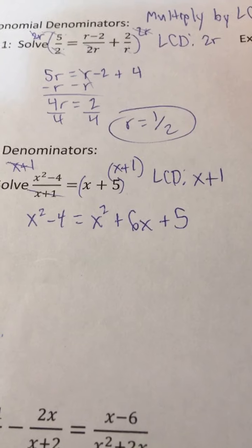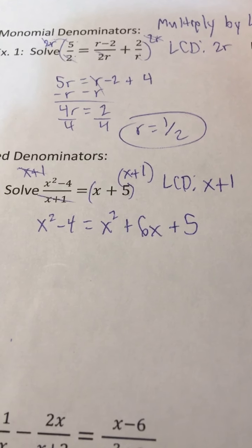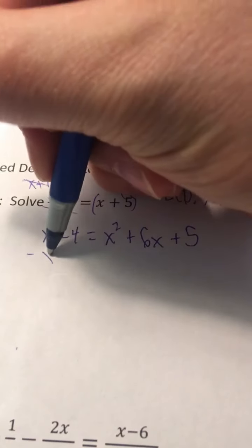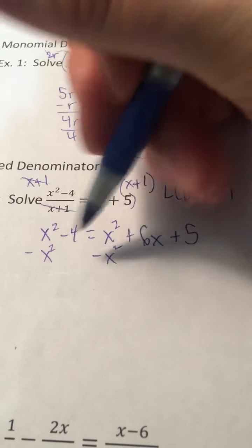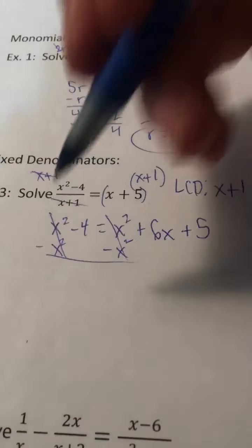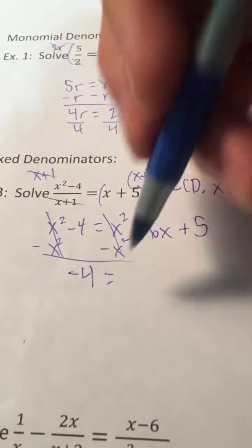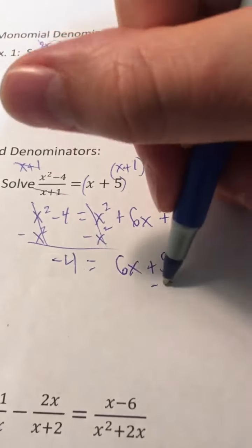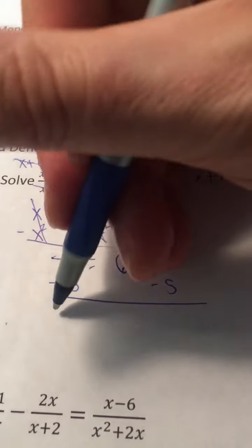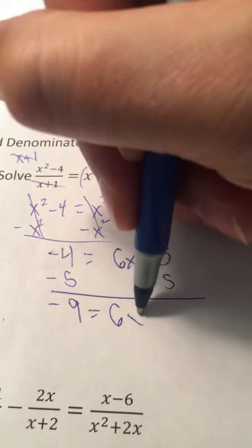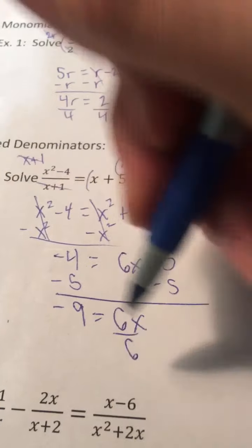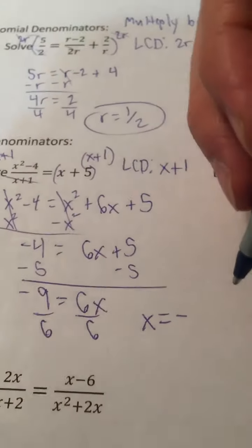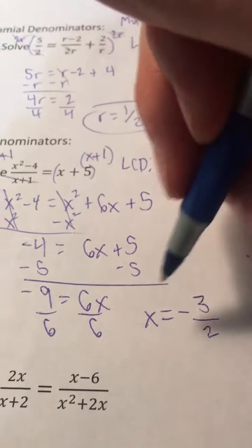So now I'm seeing this equation. I know you're thinking, wait, x squared, am I going to have to factor it? Well, not necessarily, because look what happens if I bring this x squared over to this side. I subtract x squared, it's going to cancel out on both sides. So I have negative 4 equals 6x plus 5. Now just solve that. Subtract the 5. So negative 9 equals 6x. Divide by that 6. So x is going to be negative 9/6, which you can reduce to negative 3/2.